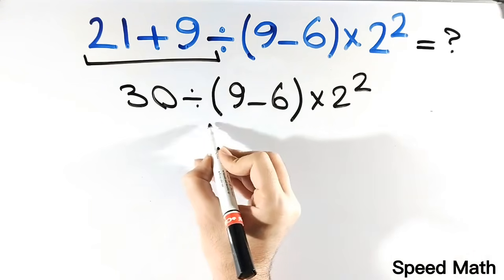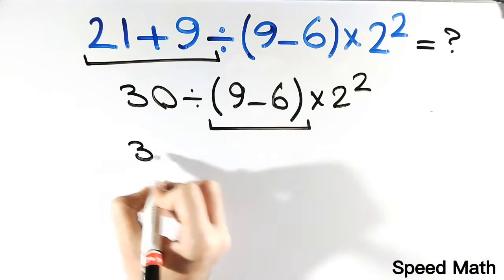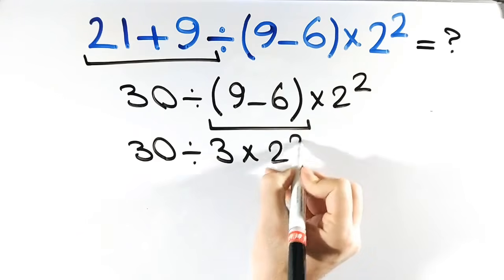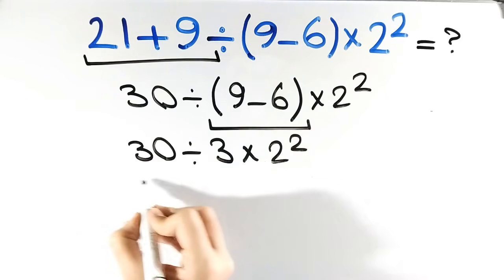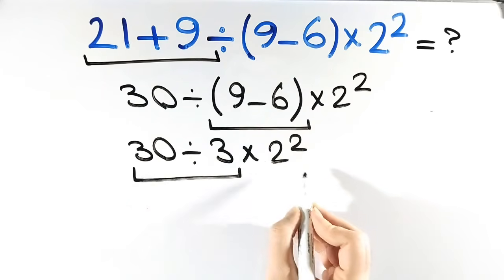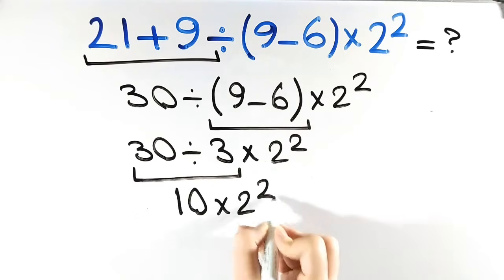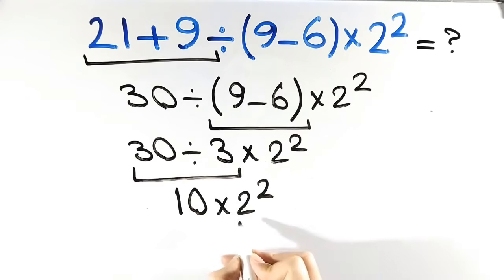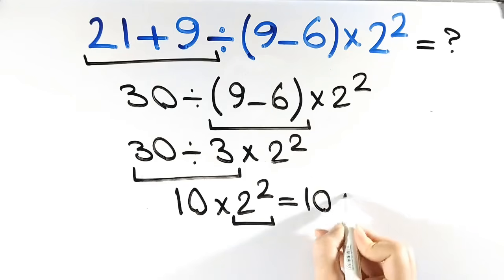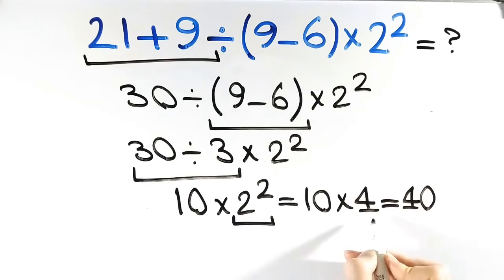In the next step, they go to the expression inside the parentheses and write this expression as 30 ÷ 3 × 2². Then they go for the division between 30 and 3, and instead of this expression they write 10 × 2². And in the final step, they go for the exponent and write this expression as 10 × 4, which finally gives them the answer 40.